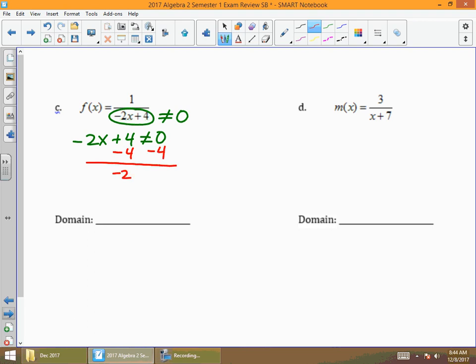So I have negative 2x cannot equal negative 4, divide by negative 2. So we end up with the set of all x's such that the one number that x is not allowed to equal would be positive 2.